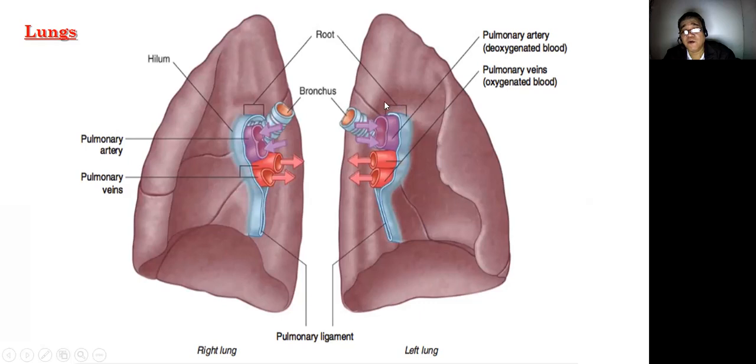We also have here on the left a groove for the arch of the aorta and the descending thoracic aorta. We have also on the right the groove for the esophagus. A groove for the subclavian artery and vein there. And very peculiar with the left lung is that the lowermost portion of the anterior border of the lung forms a tongue-like projection known as the lingula.